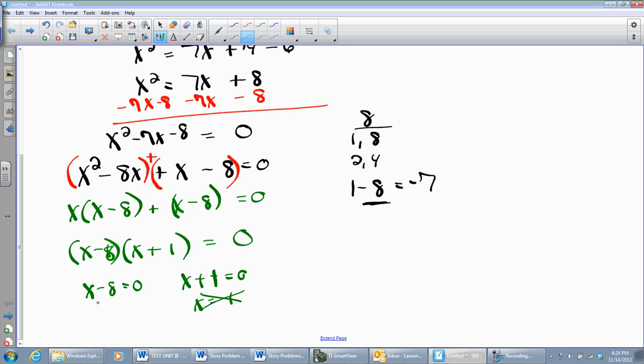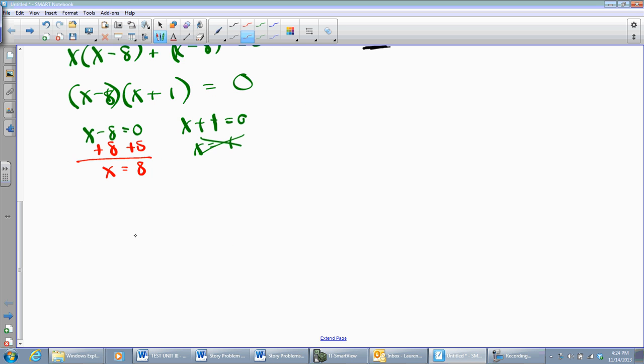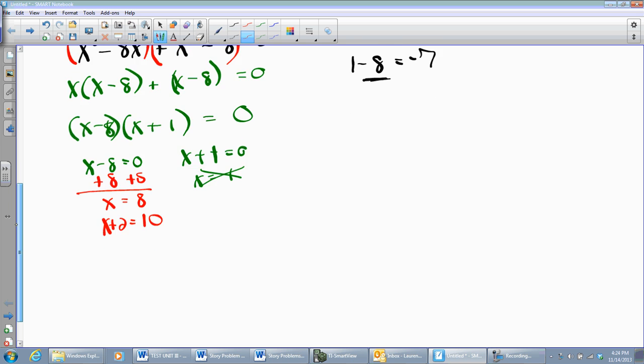All right, now I'm going to add 8 to both sides here and get x equals 8. Well, if the first integer is 8, the next consecutive even integer, x plus 2, would be 10. Now let's test it.